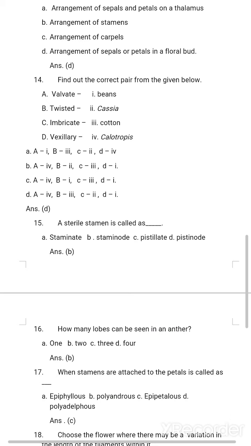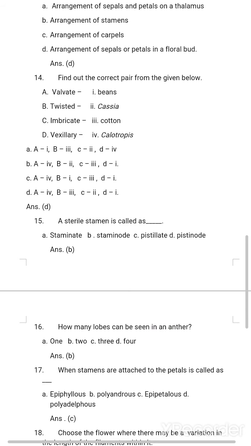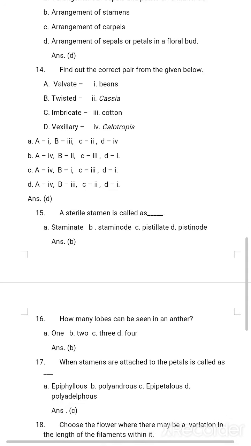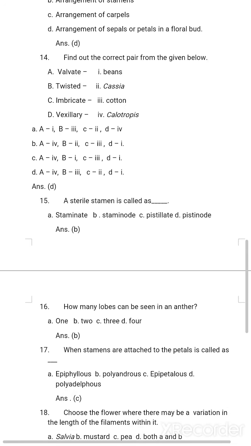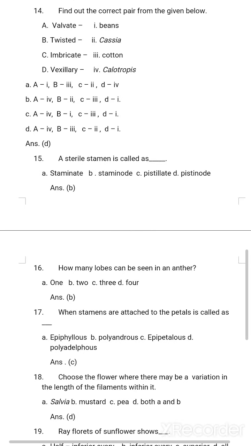One large standard petal is present at the top, overlapping both side wing petals, and at the bottom there are 2 keel petals, small in size, connecting to each other with a knob. So this type of aestivation is called vexillary or papilionaceous aestivation, seen in beans. So the correct answer for this question is option D. Understood everybody? Okay, now moving to the 15th question.